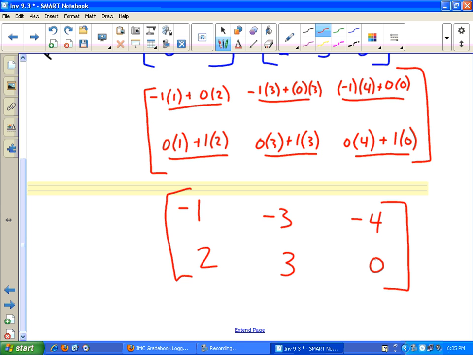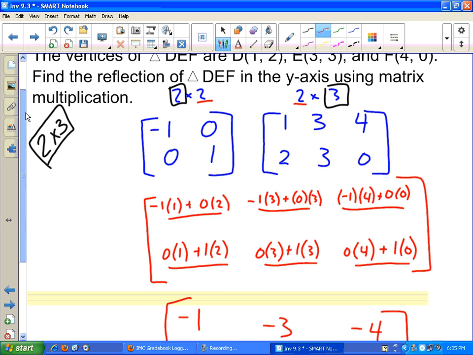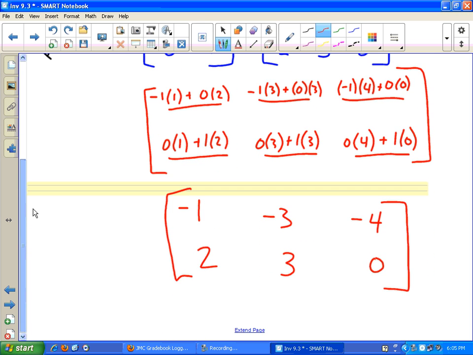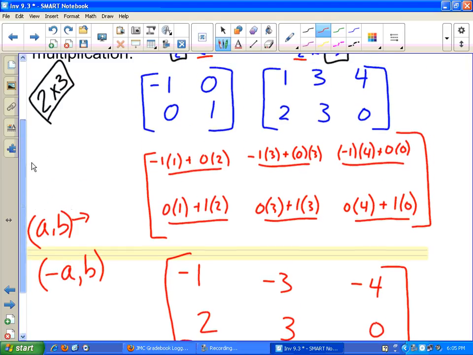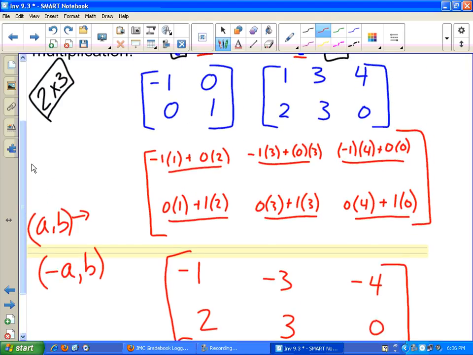Okay. And if we remember, we reflected over the y-axis. If we go back to look at the y-axis rule, all that did was switch the sign of the first value and keep the second. So (a, b) went to (-a, b). We just checked that out quick. 1, 3, 4 became -1, -3, -4. And 2, 3, 0 stayed the same.